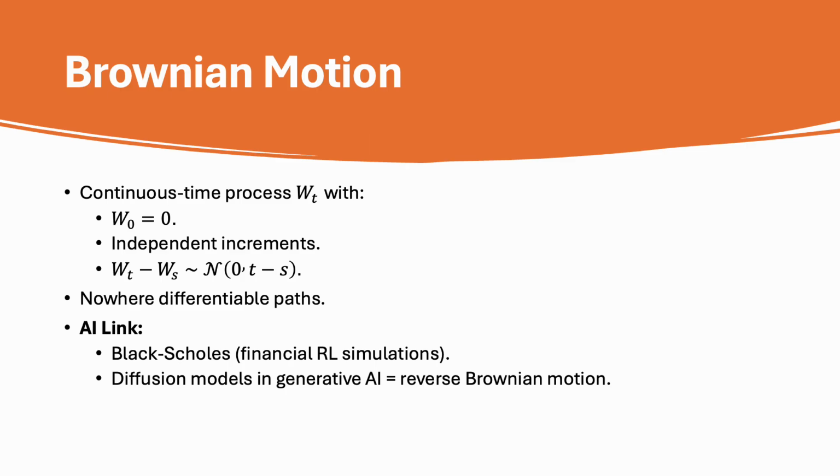In finance, it forms the basis of the geometric Brownian motion used in the Black-Scholes model to simulate stock price movements, while in modern artificial intelligence, particularly in diffusion models for image generation, the forward noising process that gradually destroys data structure is mathematically analogous to a Brownian motion. And the AI's task is to learn the complex reverse time dynamics to synthesize new coherent images from the noise.